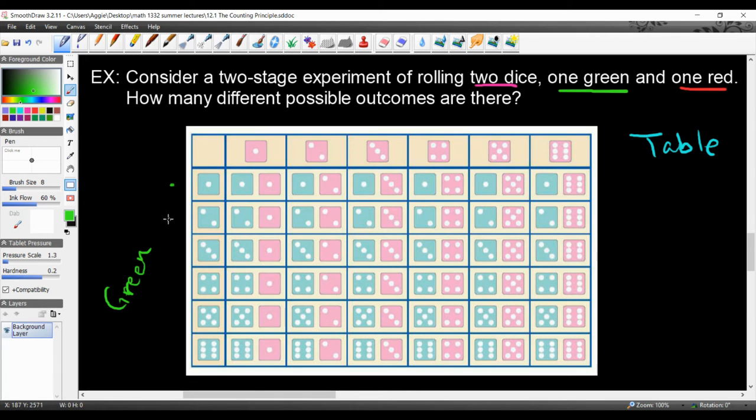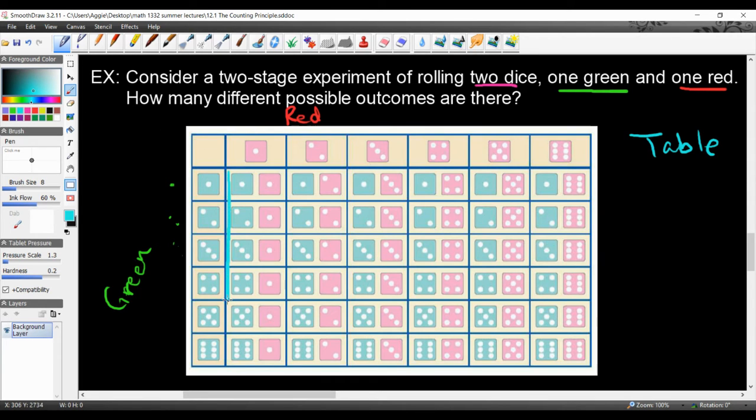It could land on 1, it could land on 2, could land on 3, and so forth. So it has 1 through 6 on this side. And then they went ahead and did the red ones on the other side. And it's the same thing. It can land on 1, 2, 3, 4, 5, 6. And what we're doing is we're combining each one to give us the sample space.